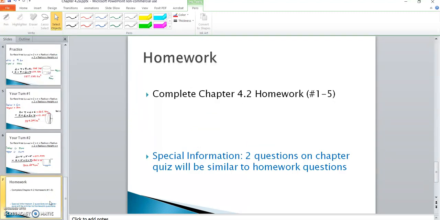Okay, so you're now ready to complete Chapter 4.2 homework, and only the questions 1 to 5. So that's 1, 2, 3, 4, and 5. And a little piece of special information: 2 of the questions on the chapter quiz will be similar to the homework questions.